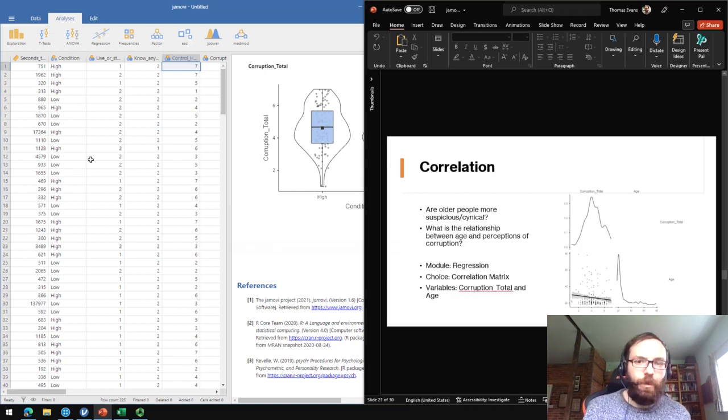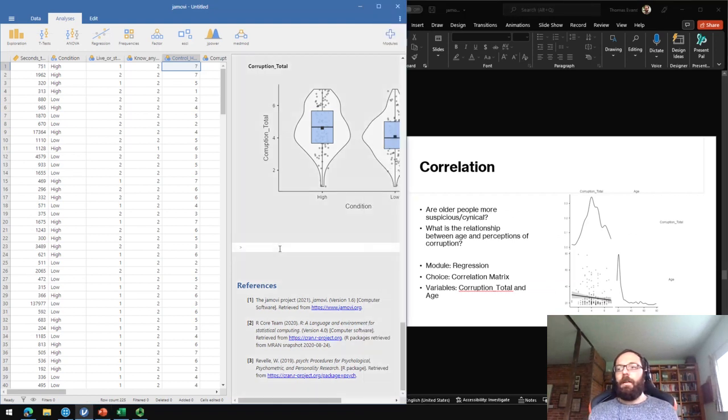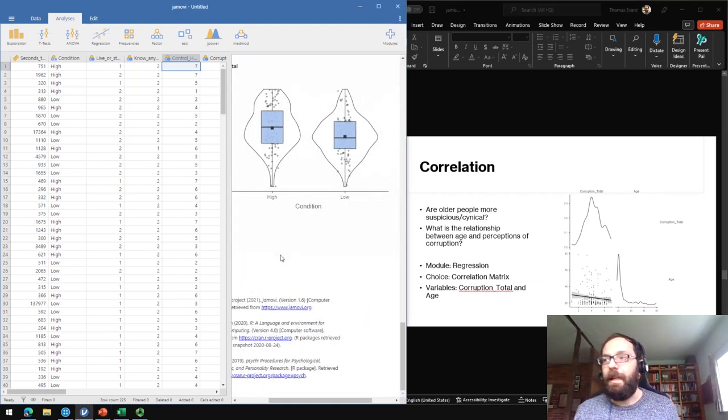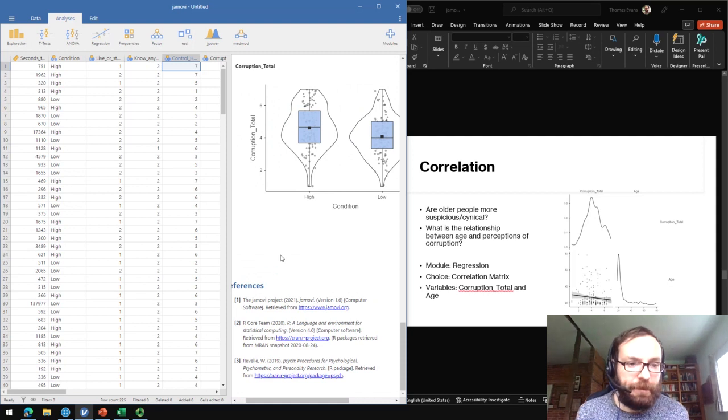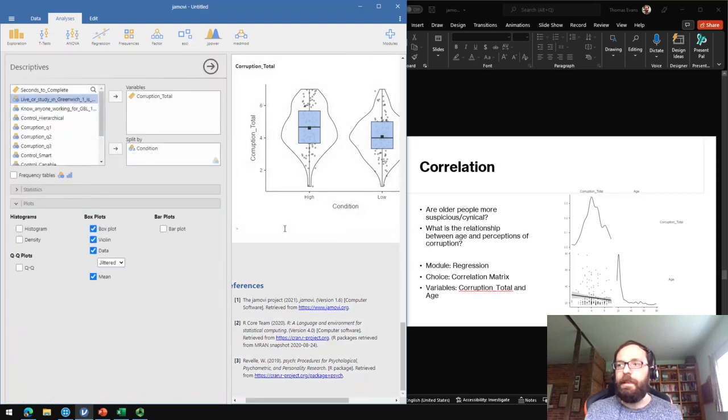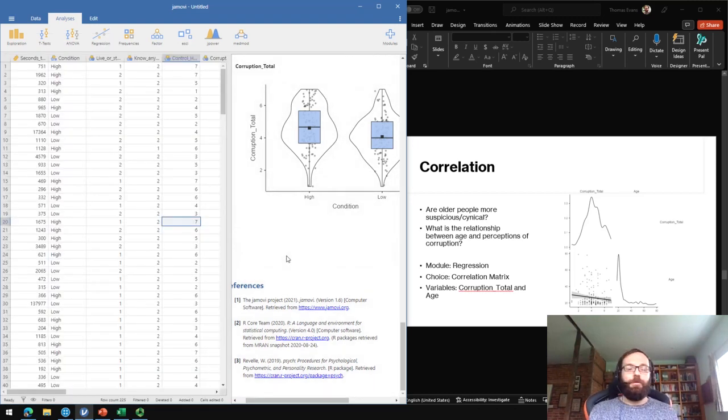Some other common analyses that we might do at an undergraduate level within psychology certainly include a correlation, which tests: is there a relationship between two variables? So one test that we might want to run is to ask, are older people more suspicious or cynical, or see more corruption? So we want to look at the relationship between participants' age and their ratings of perceived corruption. So we see if older people generally provide higher ratings of corruption perceptions.